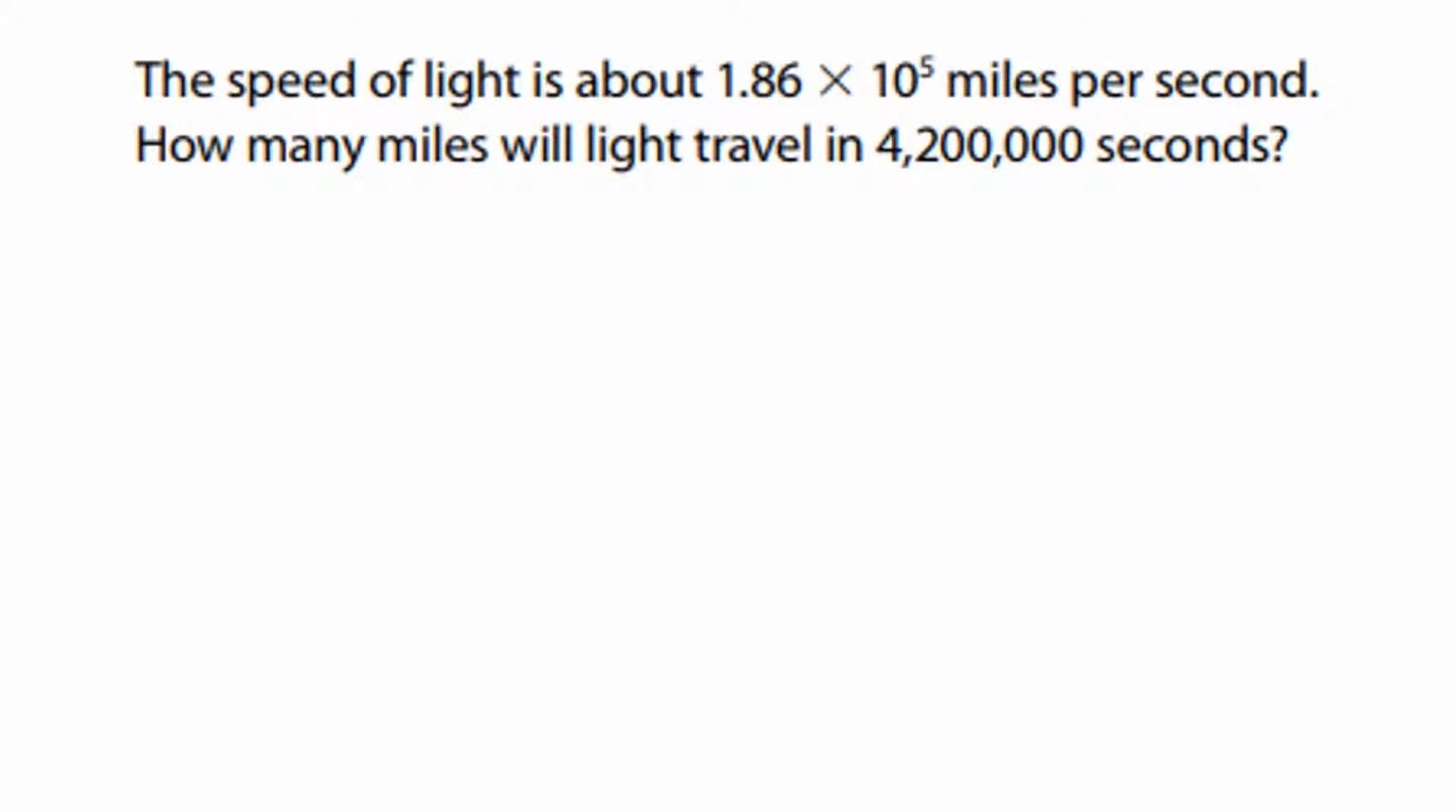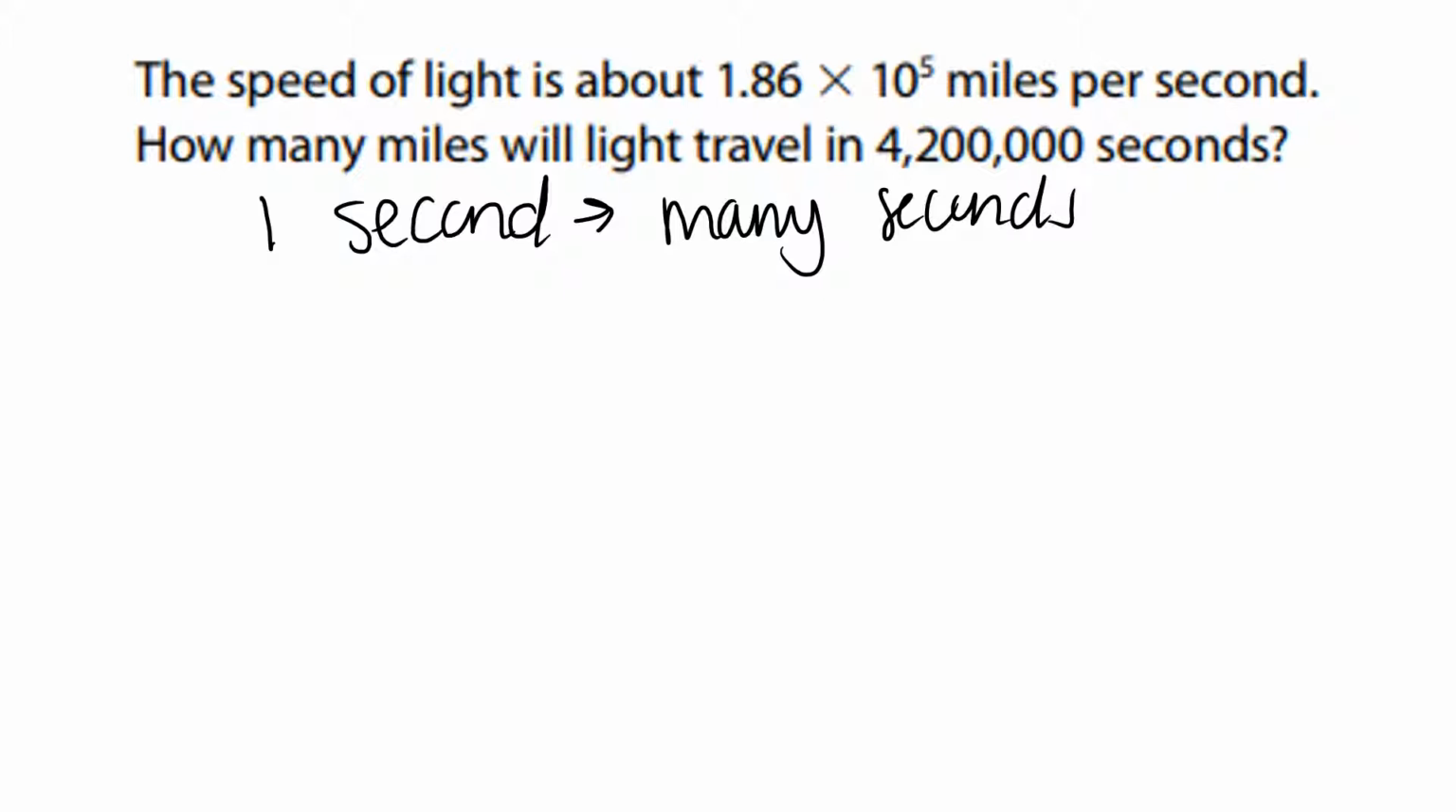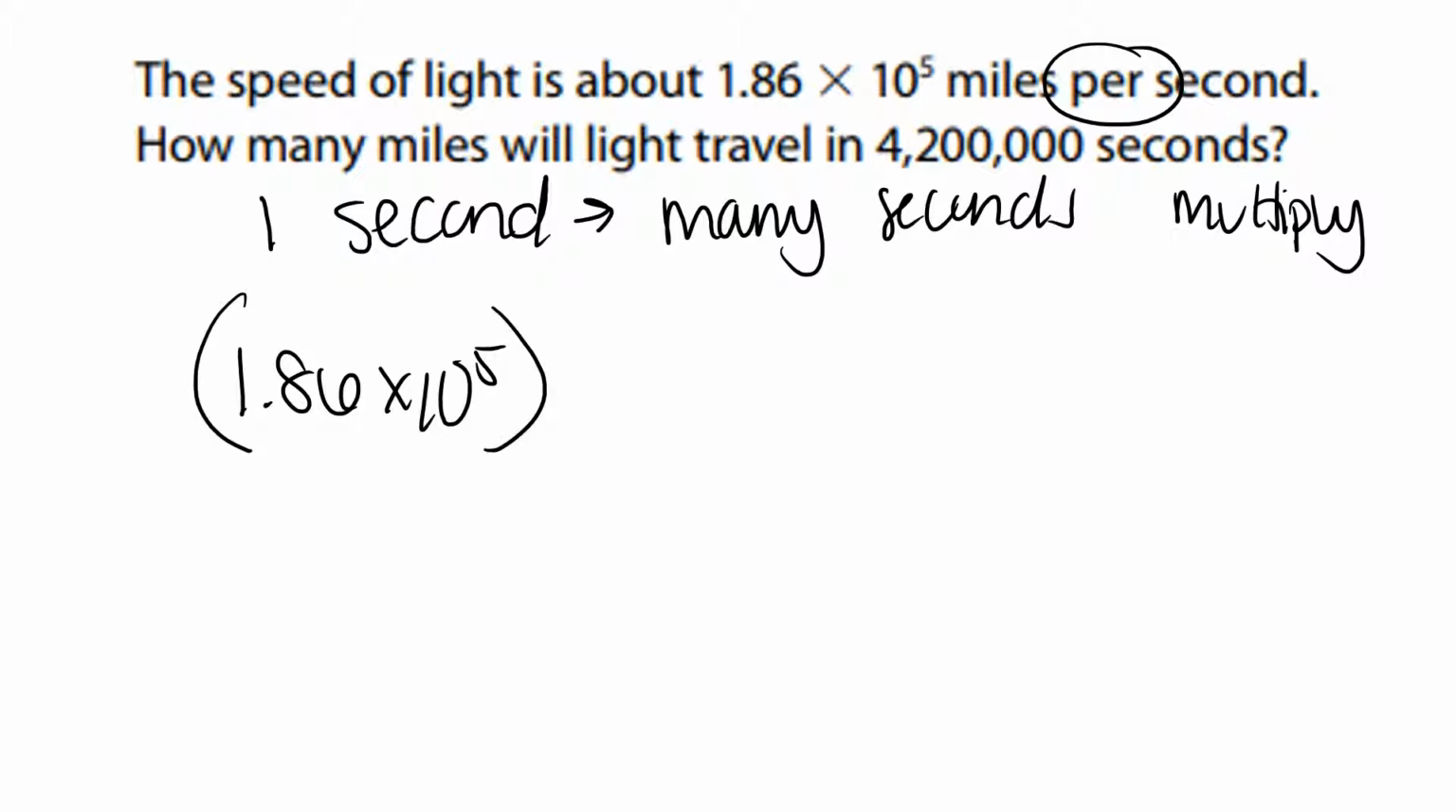The speed of light is about 1.86 times 10 to the fifth miles per second. How many miles will light travel in 4,200,000 seconds? So again, this is going from 1 second to many seconds. When you're going from 1 to many, it means multiply. Also, we see the word per. Per means multiply. So we're going to multiply 1.86 times 10 to the fifth. Remember, we write it with parentheses, times the other number, 4,200,000. We type the whole problem in on the calculator just as it is written with the parentheses and everything.